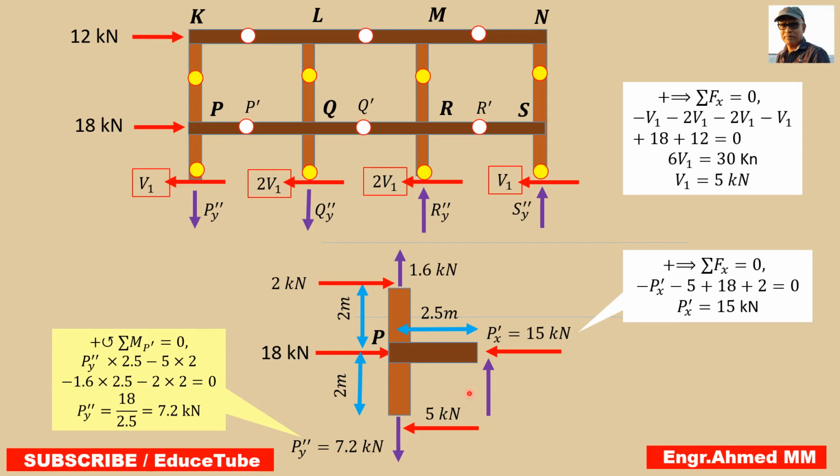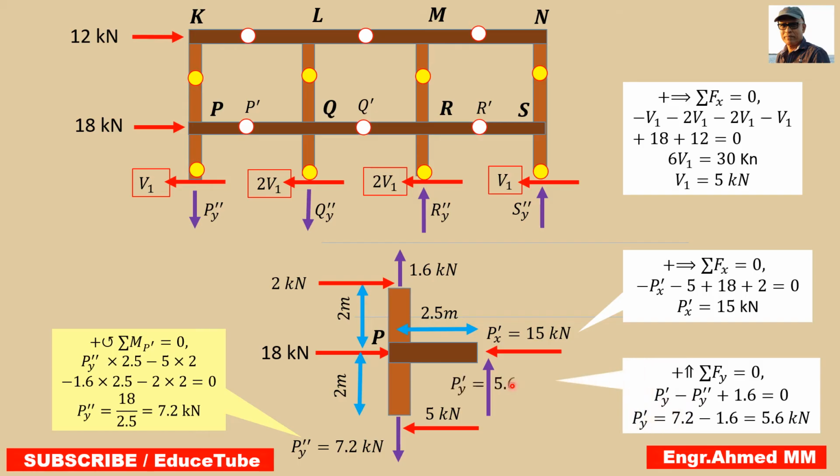So we got it. Now easily we can find it. How? Equation of equilibrium, summing vertical forces equal to 0. So P single prime Y minus P double prime Y plus 1.6, so easily we can find P prime Y equal to 5.6 kilonewtons. So we are putting that value here. So it means we are done for the P segments. Now let's move to Q.